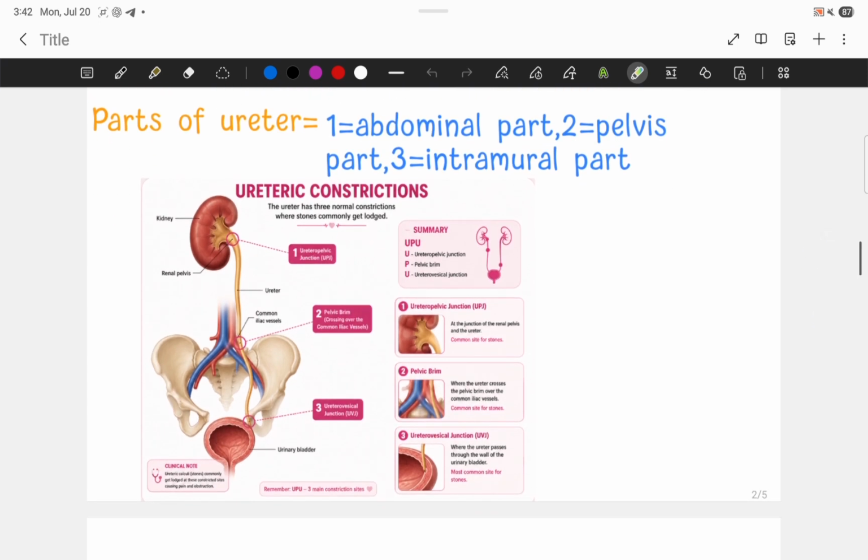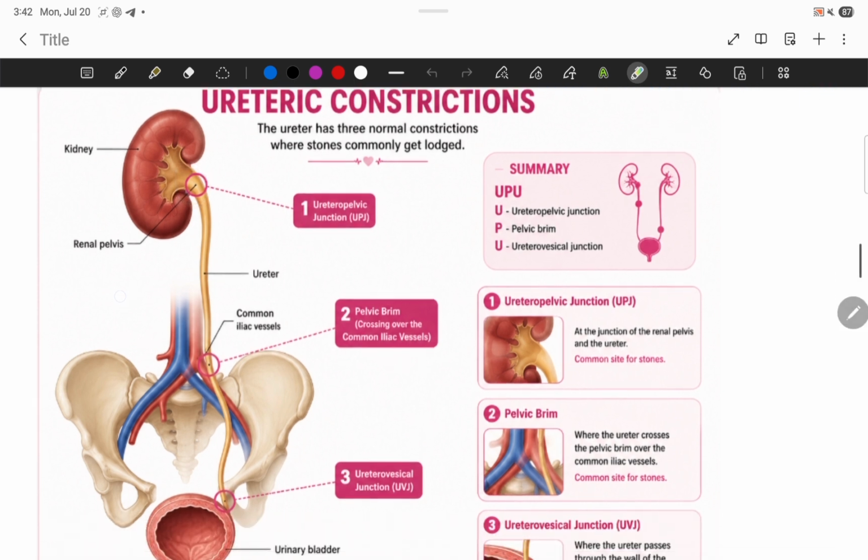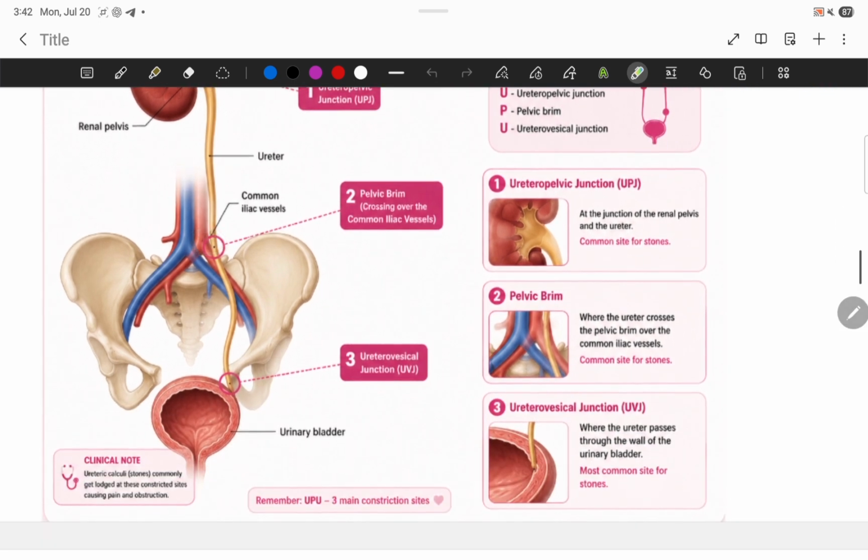When we talk about ureteric constriction, the first constriction is the ureteropelvic junction, then the pelvic brim, and the ureterovesical junction. We can talk about this another time, at the end of the video in the clinical correlation, because this is where the stone lodges when having a ureteric or kidney stone.